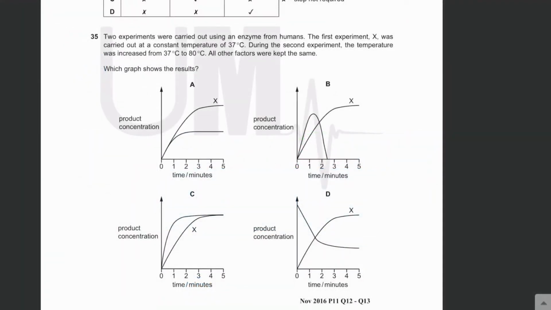Assalamu alaikum everyone. In this video lecture, we will be discussing the paper 1 topical past papers of the chapter Enzymes from AS level biology 9700. Let's start. MCQ number 35.